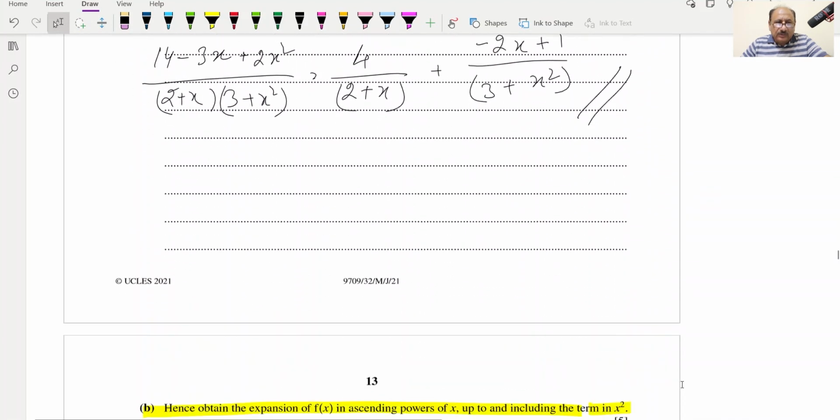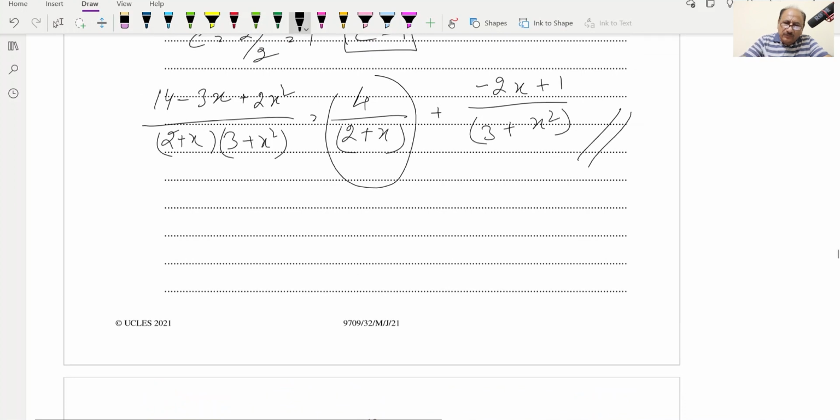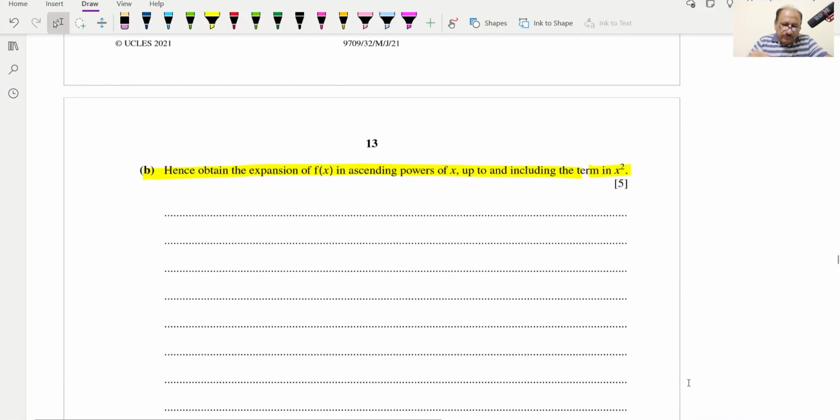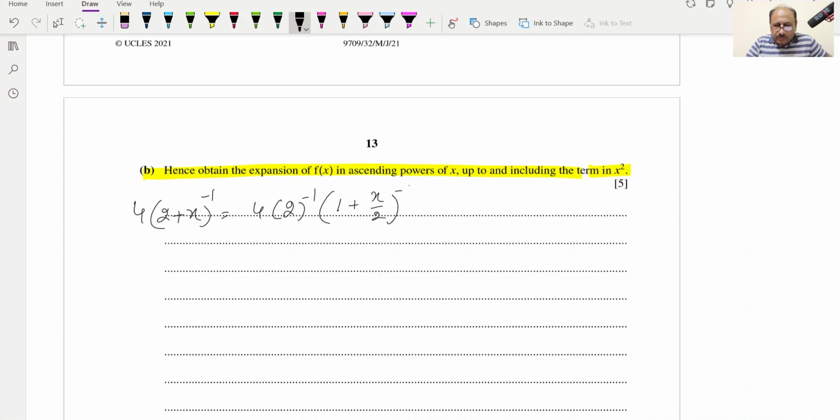Taking the expansion of the first term, we can shift the denominator as numerator, so we get 4 into (2 plus x) raised to the power minus 1. We can take 2 common, so it will be 4 and 2 raised to the power minus 1, and inside will be (1 plus x by 2) whole raised to the power minus 1. 4 into 2 raised to the power minus 1 will be 2, and now we can expand it. So 1 plus minus 1 into x by 2, plus minus 1 into minus 2 over 2 factorial into (x by 2) squared, and the next terms we ignore and are not writing.